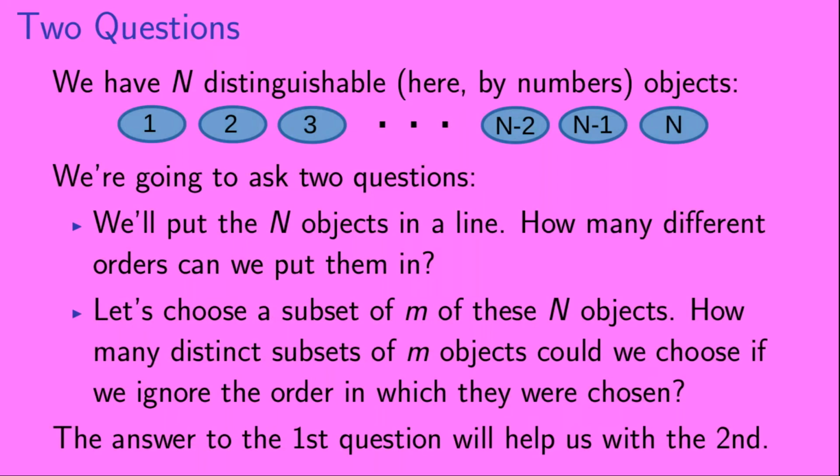Both of these results are going to involve the following situation. So we have n distinguishable objects. Here, they're distinguishable because we've numbered them 1 through n. And we're going to ask two questions.